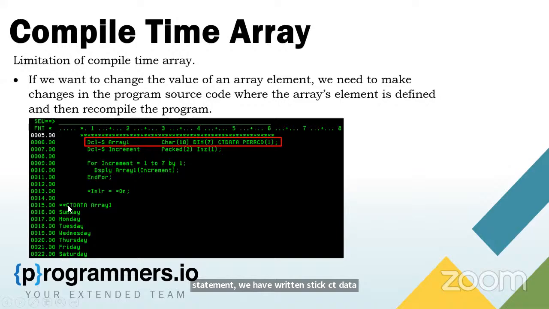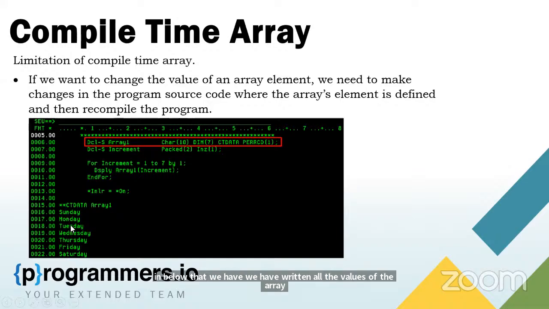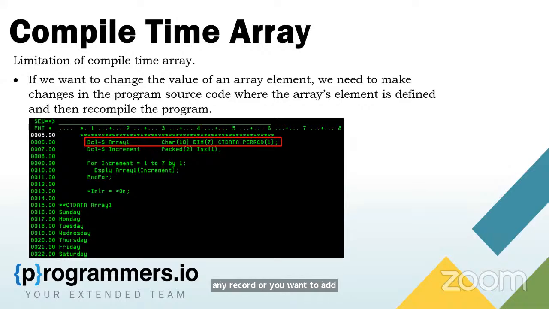So below that we have written all the values of the array. Whenever you want to modify any record, or add or manipulate any of the array elements, you need to change the source code, which means you need to recompile the program. That is the limitation of this compile time array.